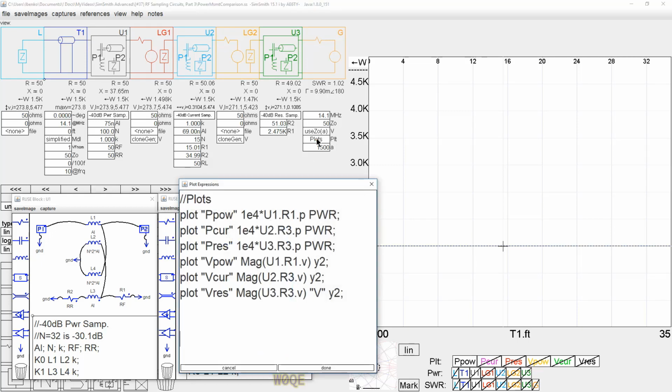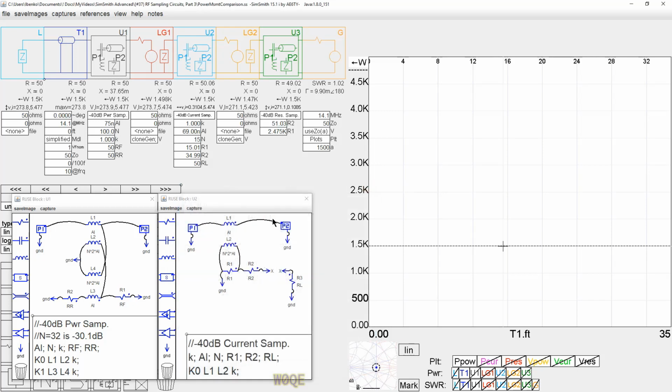I plotted these by basically taking the power in the resistor that I want to use, which is R1 here, and then multiplying it by 10,000. 10,000 is 40 dB. I did the same thing for the current sampler and the resistive sampler too. For the second circuit, the current sampler, the power it reports is also 1500 watts, and the resistive sampler also reports 1500 watts. Everybody's good and giving the right answer.